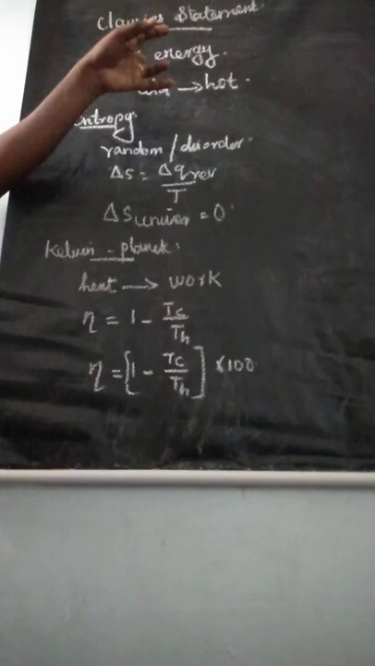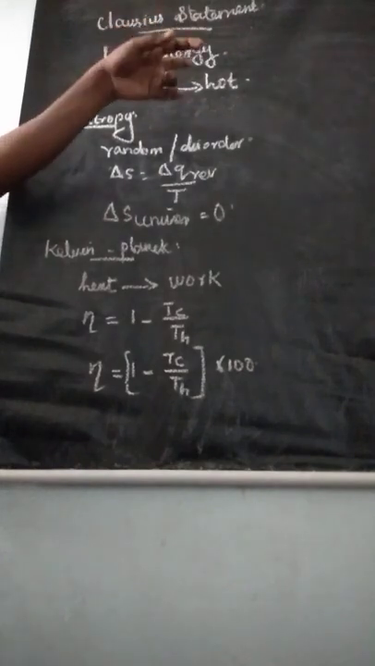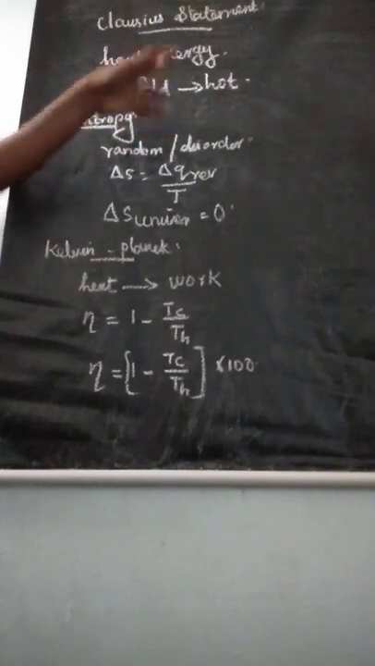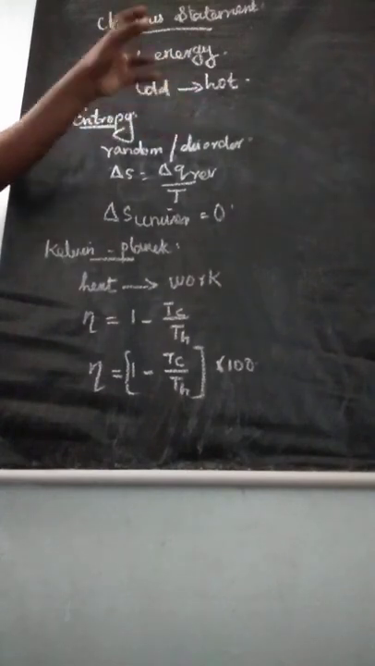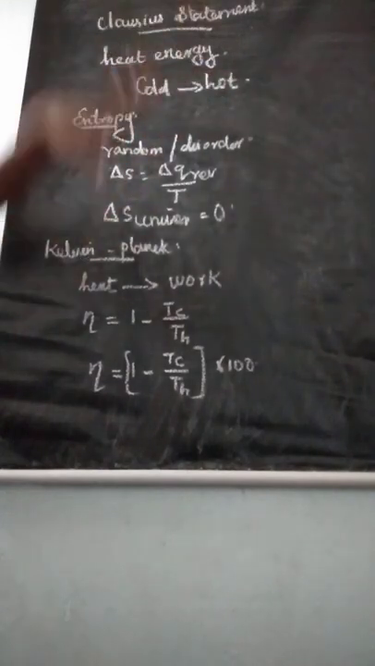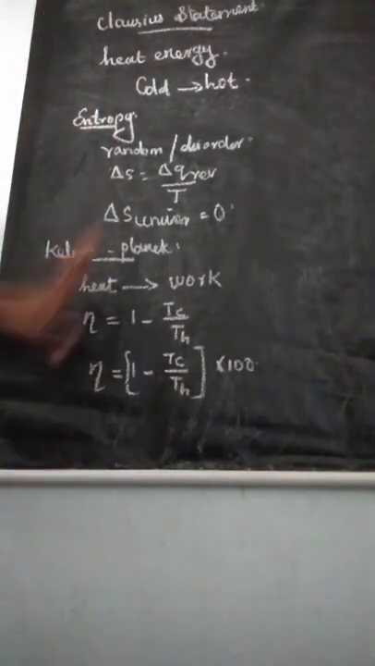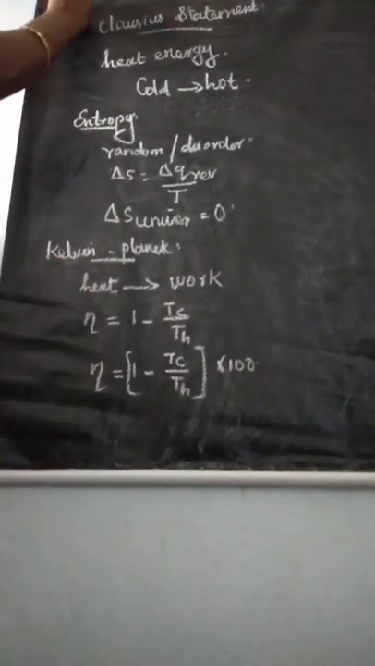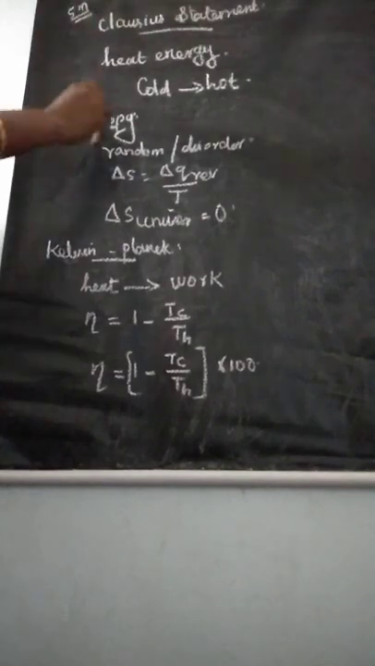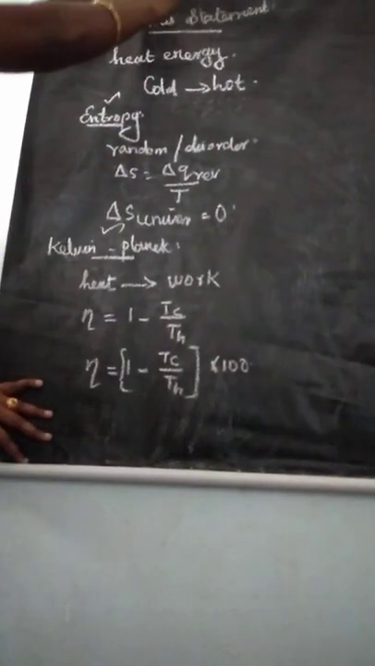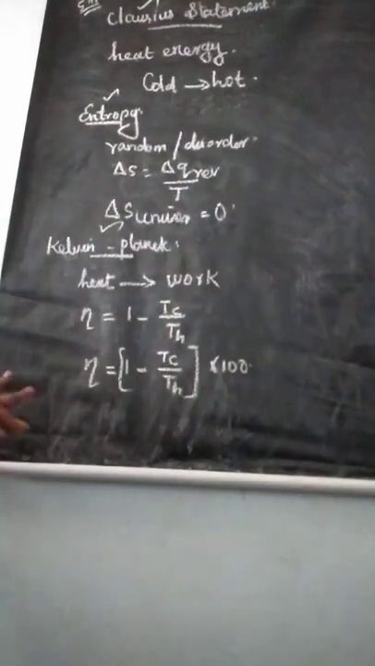It is impossible to transfer heat from a cold body to a cold reservoir to a hot system. So these are the statements of the second law of thermodynamics. This is one of the important 5-mark questions. What are the statements we learn? Three statements: entropy statement, Kelvin-Planck statement, and Clausius statement. Understand this? Any doubt?